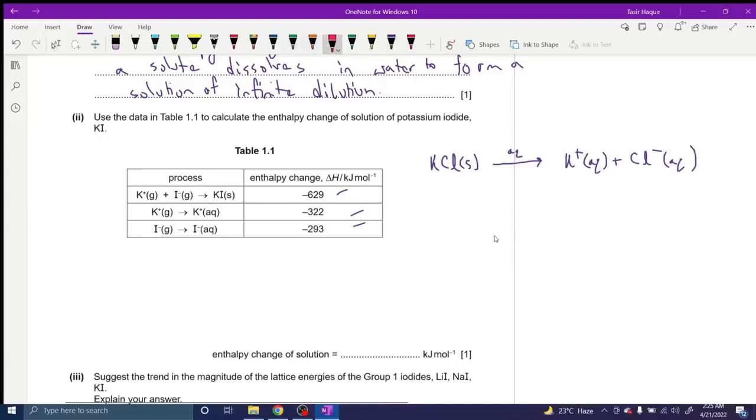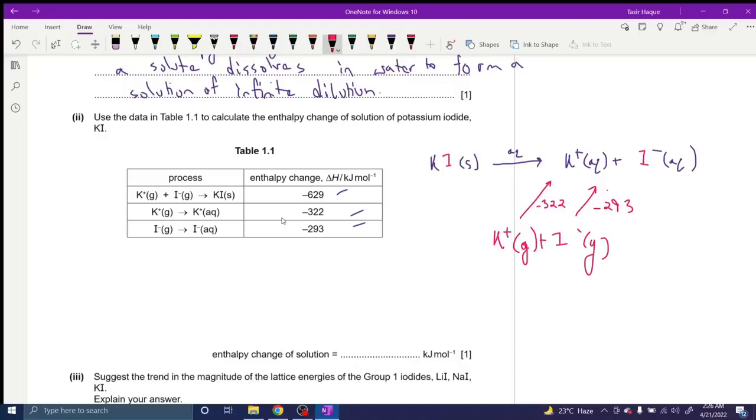Now there's an alternate route though. If we have the gaseous ions, we can opt to go to the aqueous form. That's called the enthalpy of hydration. This is given. We have this info. The one for potassium is -322. The one for chloride is, oh, this is iodide, by the way. My bad, guys. This is iodide. That's -293. Okay, so what about this other value? What is this -629?